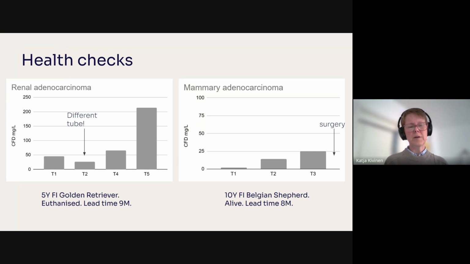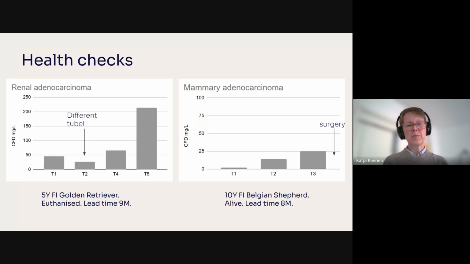On the left, a 5-year-old golden retriever female that already had increased levels when we took the baseline sample. So outwardly, the dog was fine. Clinically, it didn't seem to be suffering, or nothing was found. But we were slightly worried that the first sample was so high. Took a second sample, but into a different tube. And this was lower. So we thought, oh, that's fine then.